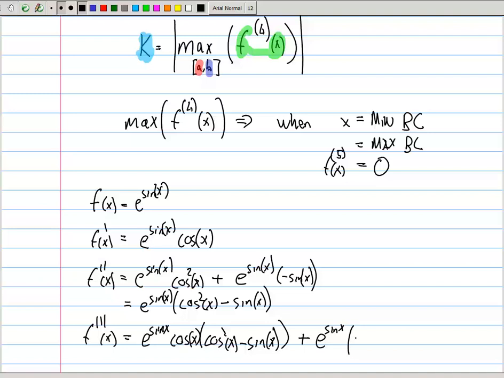multiplied by derivative of the inside, which is going to be 2 cos squared x becomes, well, cos squared x becomes 2 cos x multiplied by the derivative of cos x, which is going to be minus sine x. And then we can take the derivative of the sine x, which becomes minus cos x.